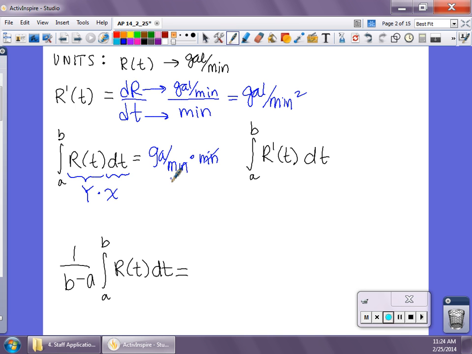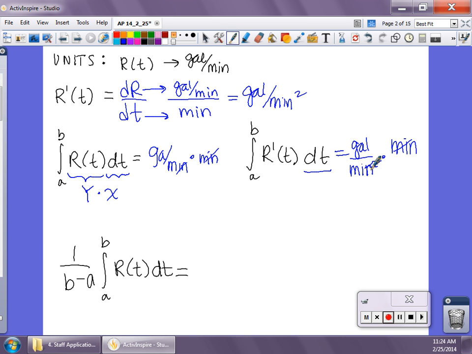R prime of t times dt. Well, R prime of t was this guy. Gallons per minute squared. And then multiply by minutes. So we're right back to gallons per minute. Just gallons per minute. I took the squared away. You want to be able to do that. Do you notice that a lot of the wordy free response questions, somewhere it always says indicate units of measure. You don't want to lose those points.